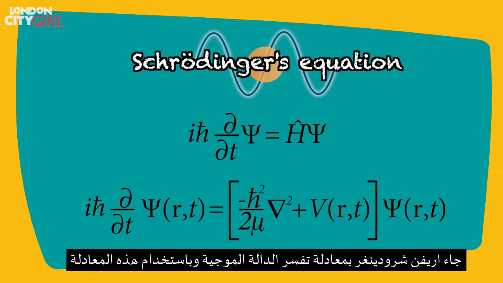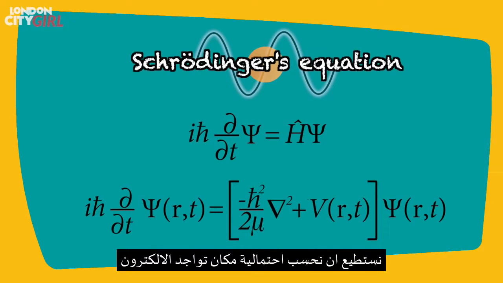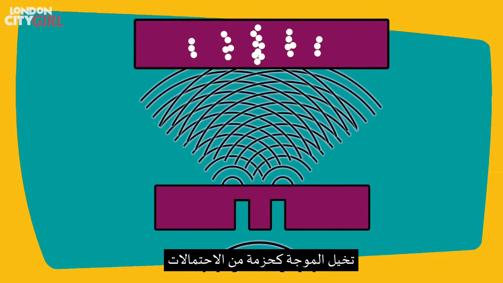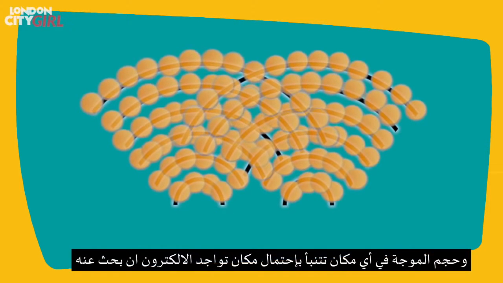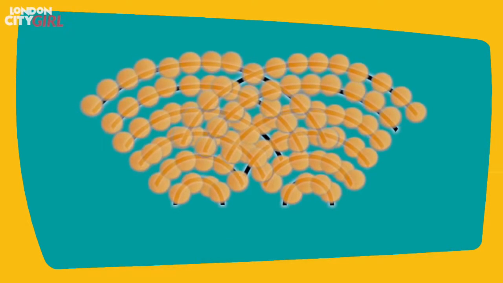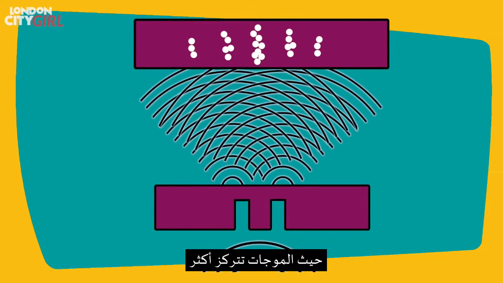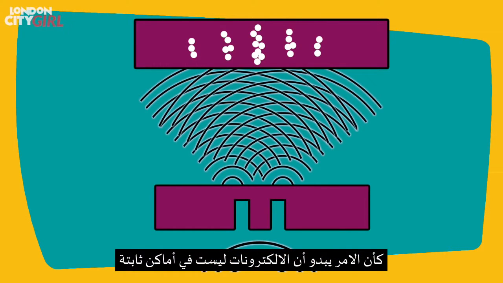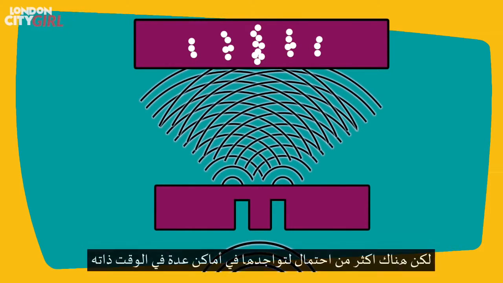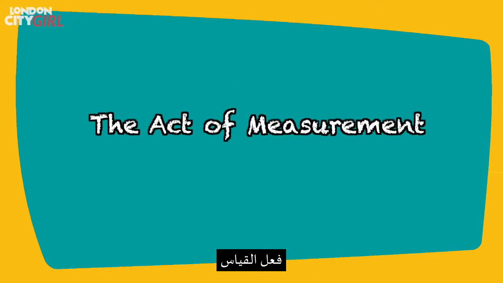Erwin Schrödinger came up with an equation for the electron's wave function, and using this equation, we can find out the probability of the electron being in a particular location. Think of the wave as a bundle of probabilities, and the size of the wave in any location predicts the likelihood that the electron will be found there if it is looked for. That is why on the detector screen we observe most of the electrons landing in the places where the electron's wave is at its most intense. It seems as if the electron is not in a fixed position but has different probabilities of being in many different places at once.